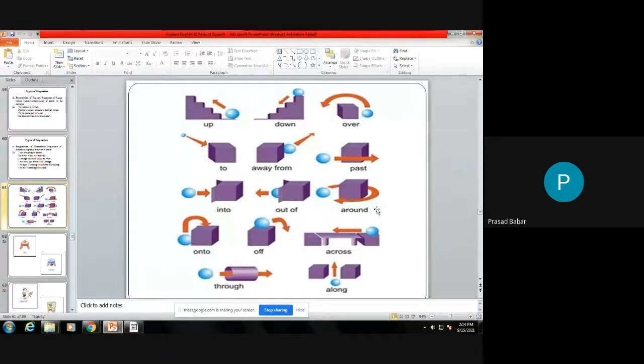Okay, so let's see the pictures related to this, or we can understand in a better way through these pictures. Just see these pictures, observe these pictures, and you will get the meaning of these prepositions. The prepositions which you are using, you can get the meaning by just observing these pictures. Okay, you can learn through these pictures.